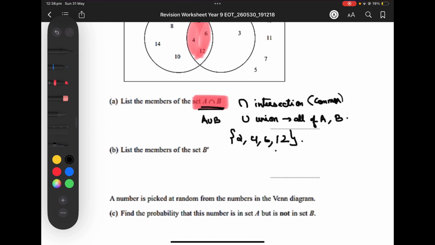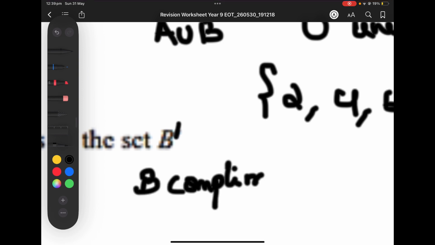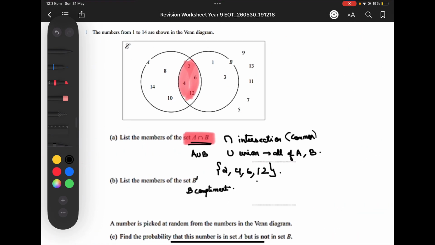Then list the numbers of the set B complement. Here we have this slight bar at the top over B, which is read as B complement. Now what does this mean? B complement means you have to leave the terms of B. You're supposed to leave all the terms that are there in B and then write all the terms that are remaining.